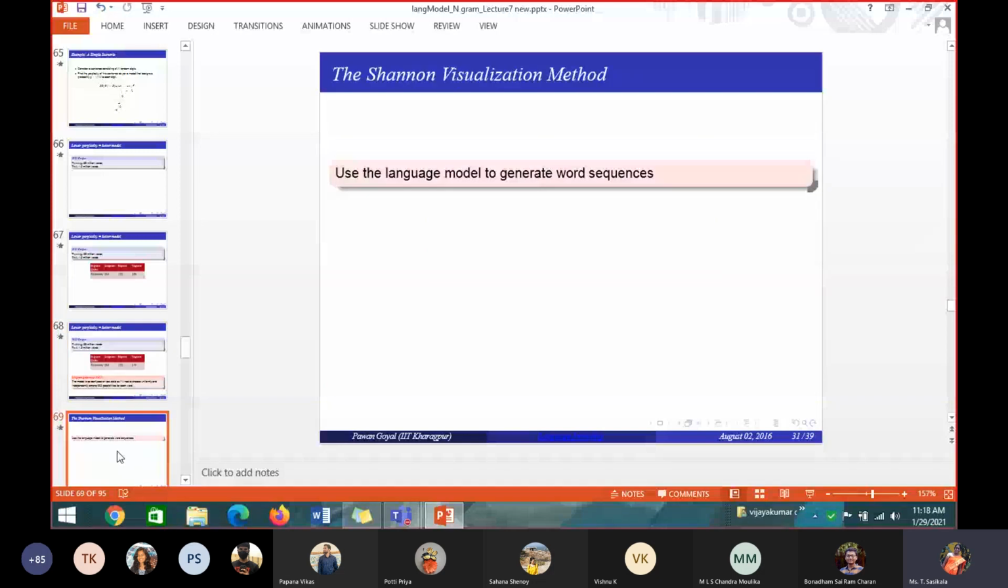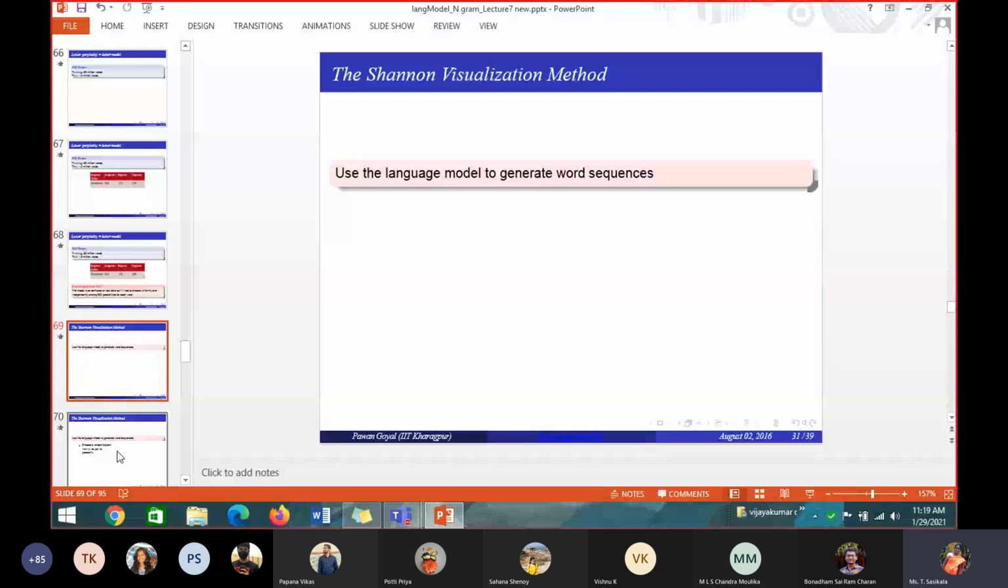So now, coming back to the Shannon visualization method. What is Shannon visualization? Given the previous words, you will be finding the next word. The Shannon visualization method uses the language model to generate the word sequence: what will be the next word, next word, next word, until the completion of the sentence.